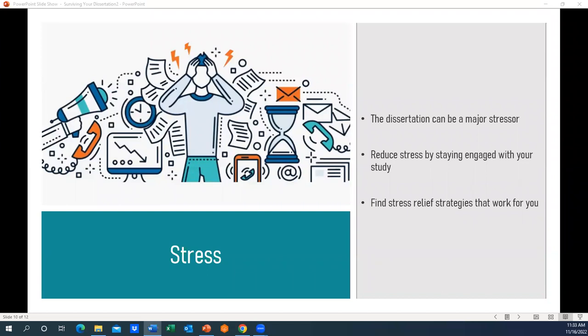And also, like anything else, just find stress relief strategies that work for you. Sometimes it's going to the gym or running or walking, even just meditating, taking some time out for yourself, whatever works, but do it. Treat yourself, just to help you with the dissertation stress and any other stress.